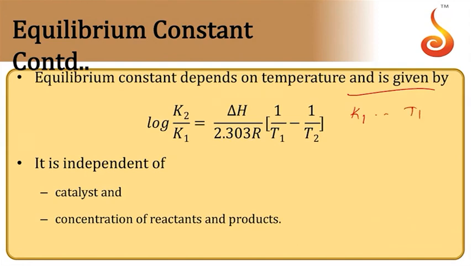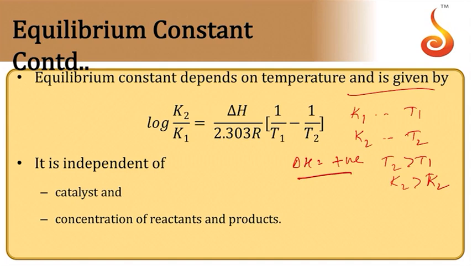Here, K1 is equilibrium constant at temperature T1 and K2 is equilibrium constant at temperature T2. Suppose delta H is positive, that is, in the case of an endothermic reaction, and T2 is more than T1. Then you can observe that the value of K2 will also be more than K1. For an endothermic reaction, if T2 is more than T1, then K2 becomes more than K1.